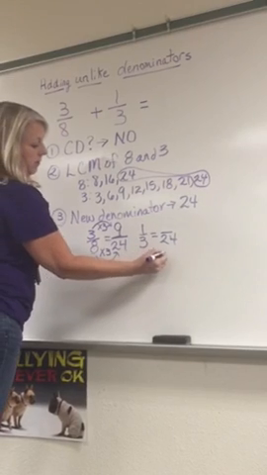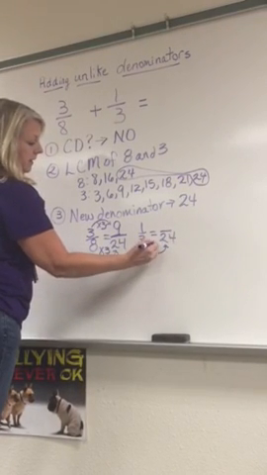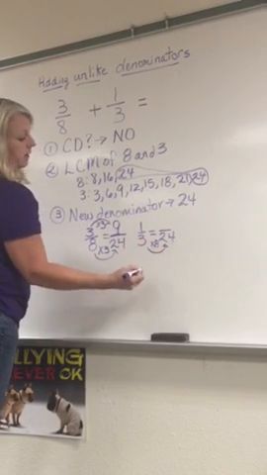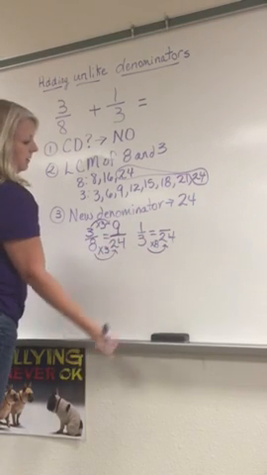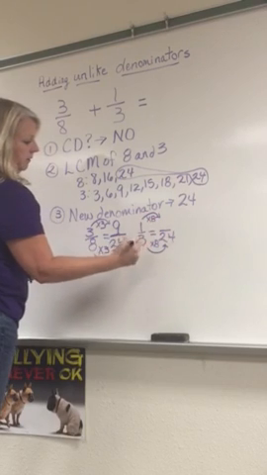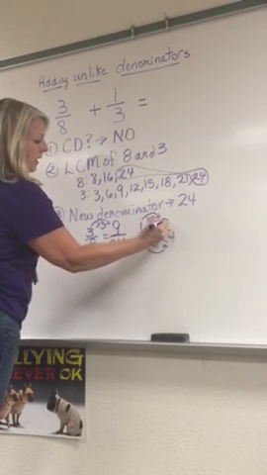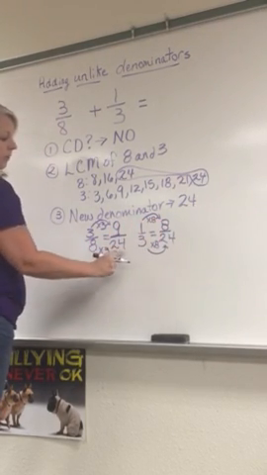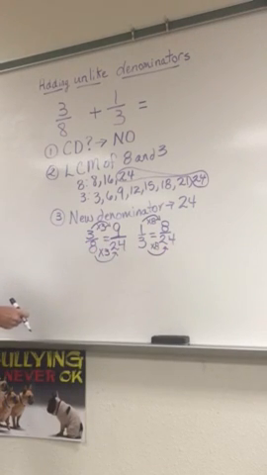For 3 to become 24, it would be times 8. Do the same to the top as the bottom. Times 8 to our numerator. 1 times 8 is 8. So we have renamed both of our fractions.